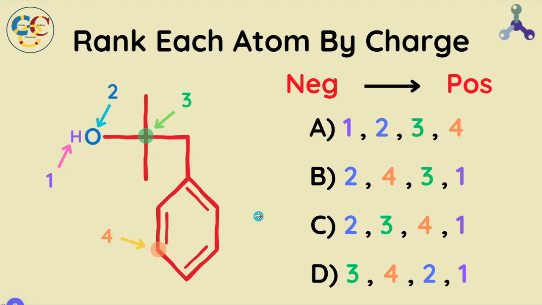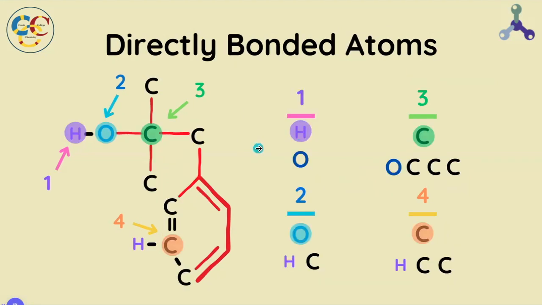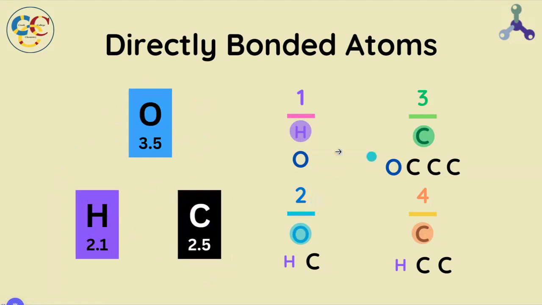In this molecule, we have highlighted 4 atoms, and we need to rank them by charge, negative to positive, left to right. Firstly, we want to take note of each atom we're pointing to and the atoms directly bonded to them. For instance, number 4 is a carbon atom, and it's directly bonded to 2 carbons and 1 hydrogen. Then, we want to take into account the electronegativities of each element in play, including the 4 of interest and the atoms directly bonded to each of them.